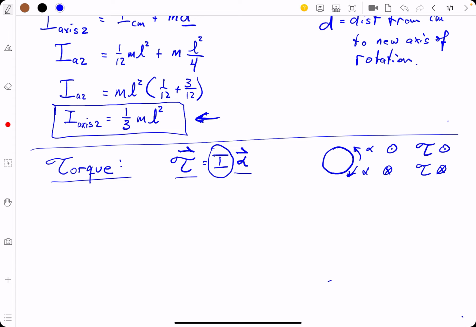Now, torque is the analog to F equals ma. So that's the analog. This is the rotational analog of that. This is the second law, Newton's second law. This is the rotational analog of Newton's second law. All right.